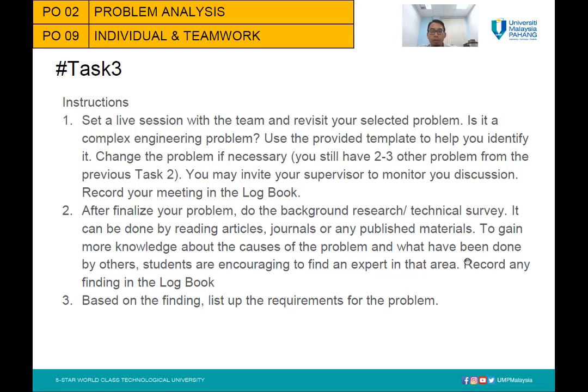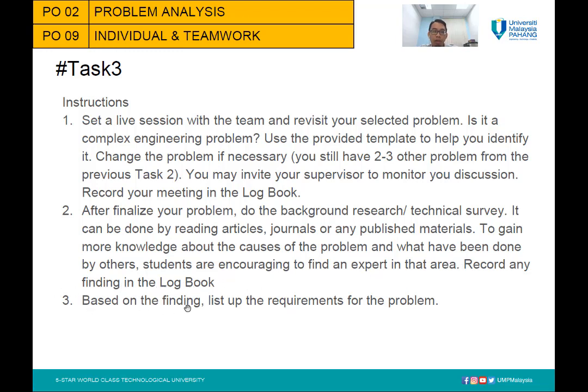Okay, and also you can find an expert. If this is a problem faced by some person you know in your community, then you can go to him and ask him. Record any finding in the logbook. If you got the information from an article, you need to record which article, when the article was published, by whom, who the publisher is, and all that. Record any finding in the logbook.